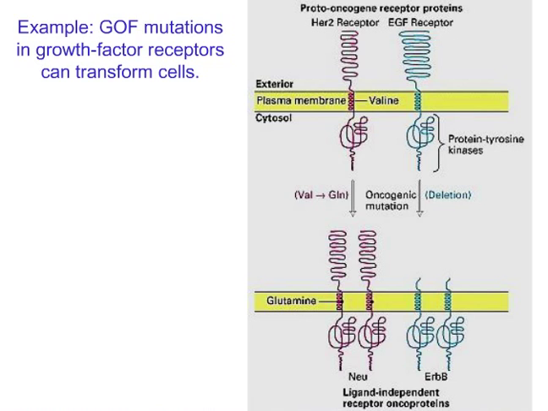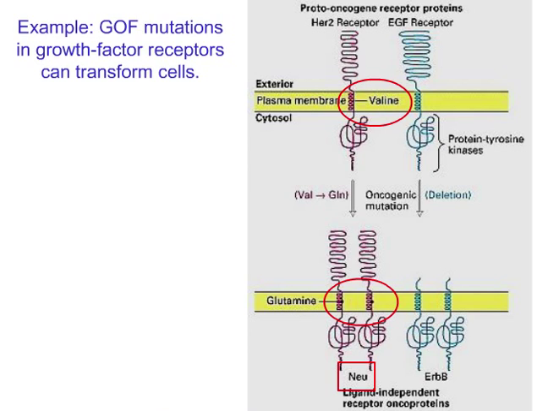Gain-of-function mutations can occur in growth factor receptors that regulate cell proliferation. For example, a member of the epidermal growth factor receptor superfamily known as the neu receptor, because it was first identified in a neuroblastoma, is a HER2 receptor bearing a point mutation in the plasma membrane spanning domain in which a valine has been converted to a glutamine residue. The neu receptors dimerize and autophosphorylate in the absence of ligand binding.